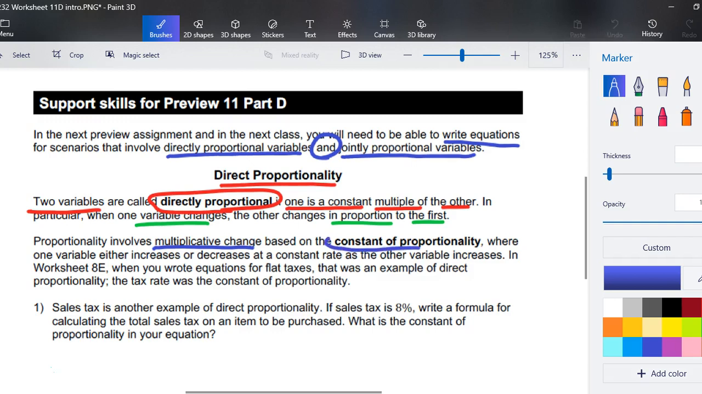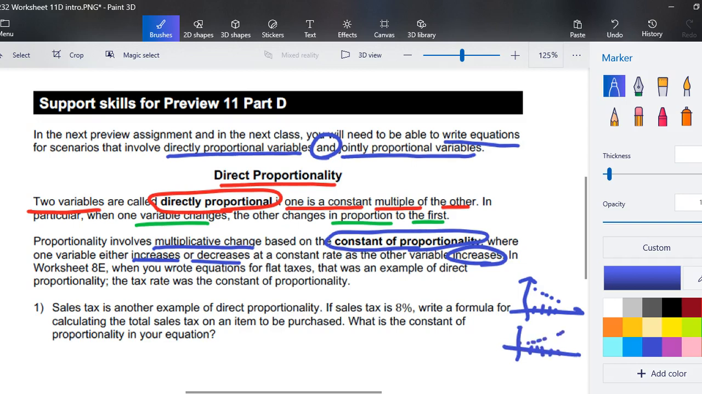So we have lots of words going on here. The constant of proportionality, where one variable either increases or decreases at a constant rate as the other variable is increasing. In other words, if one variable is going up on the x, the other variable could be coming down, or the other variable could also be going up. In Worksheet 80, when you wrote equations for flat taxes, there was an example of direct proportionality. The tax rate was the constant of proportionality.